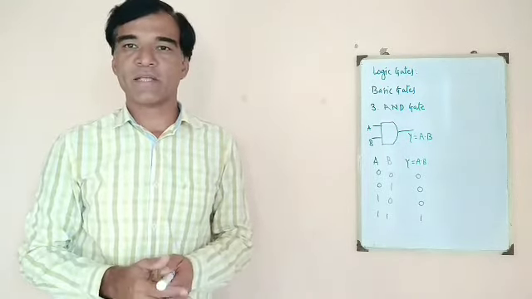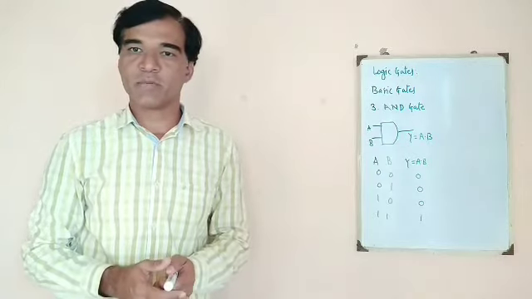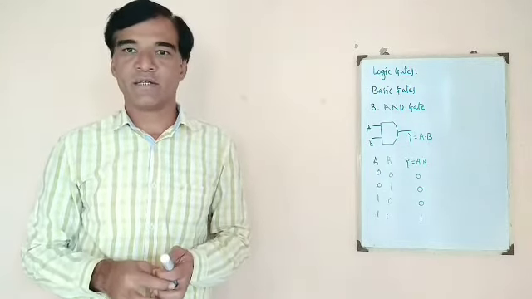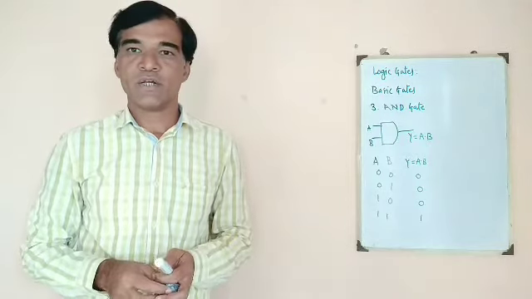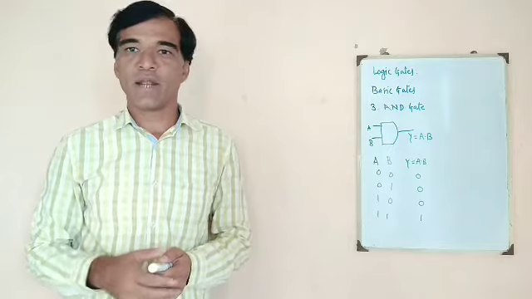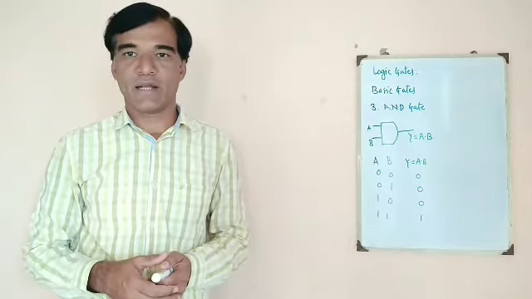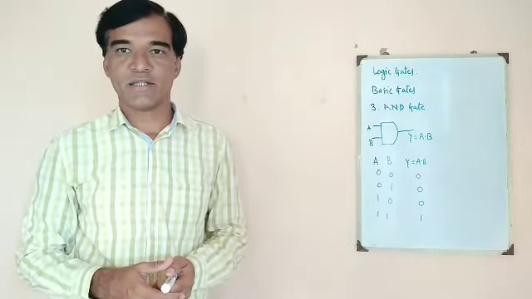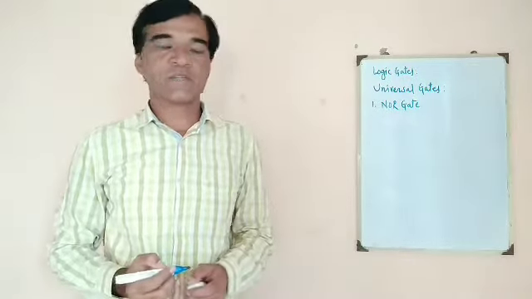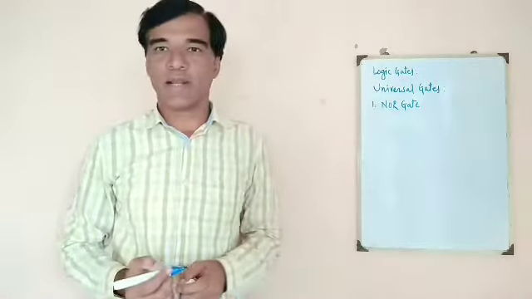We will see some examples on implementation of Boolean expressions later on. Next we will see the universal gates. So we have two universal gates. One is NOR gate and another is NAND gate. Let us see these gates. In universal gates, let us first discuss the NOR gate.